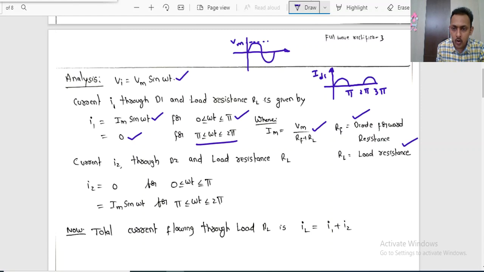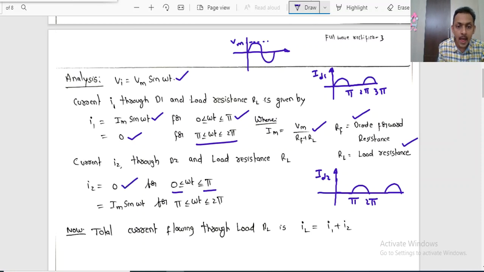Similarly, for the current through the diode D2, within the 0 to pi period there is no current flowing, but during the negative half cycle from pi to 2 pi a magnitude of current exists. So this is the current through diode D2, I2. We can write I2 as 0 within the limits 0 to pi, and from pi to 2 pi its mathematical form is Im sin omega t. Clear?